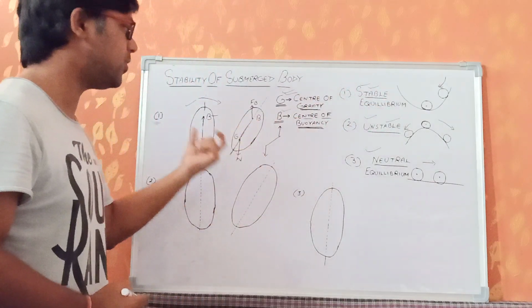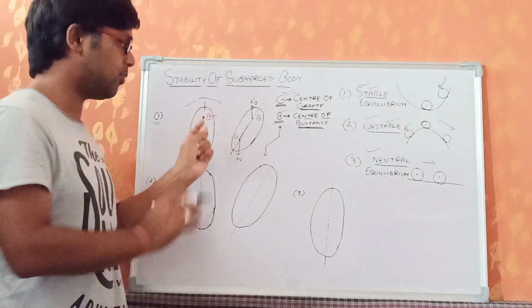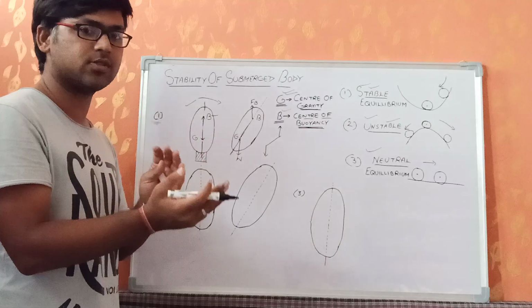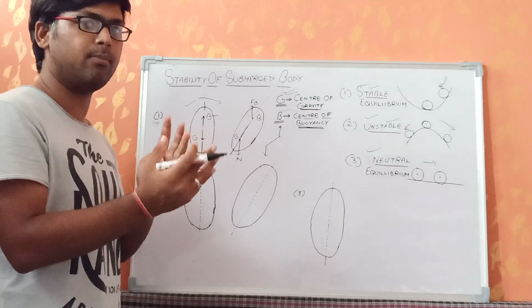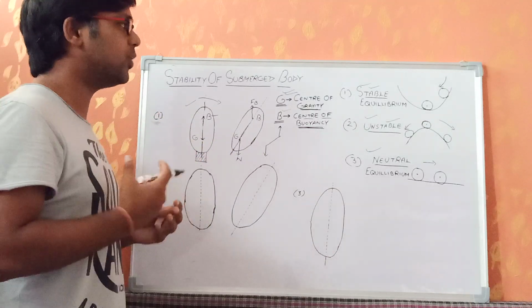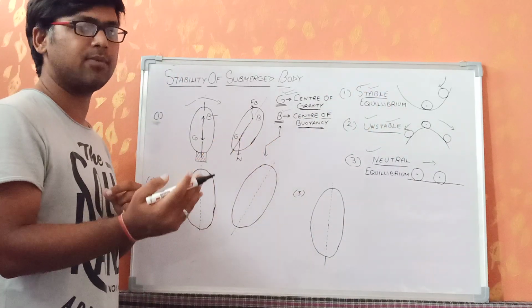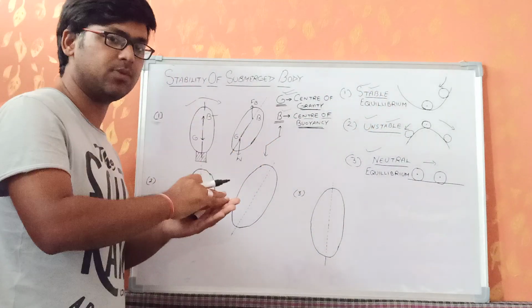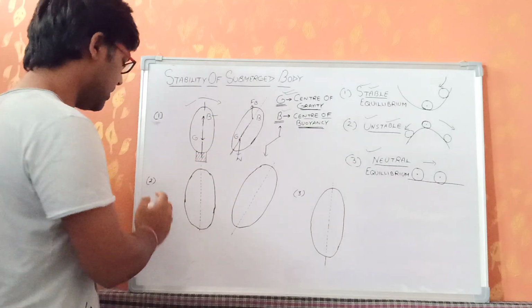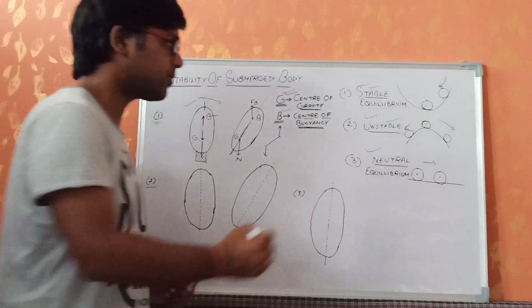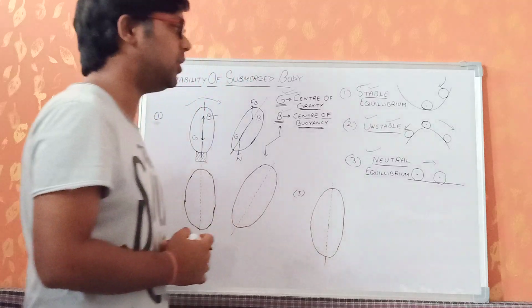It means when we are applying the force and the body is tilted, after removing the force, the body will again try to come back to its original position. So it is a case of stable equilibrium, and the moment is basically helping the body to get back to its original position. Secondly, in the second case we are having a case of unstable equilibrium.